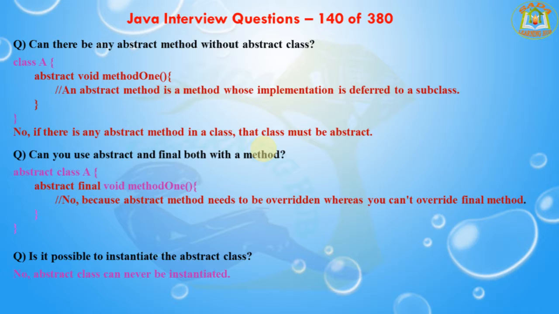The next question is, is it possible to instantiate the abstract class? No, an abstract class can never be instantiated. It's not possible to create an object of an abstract class.